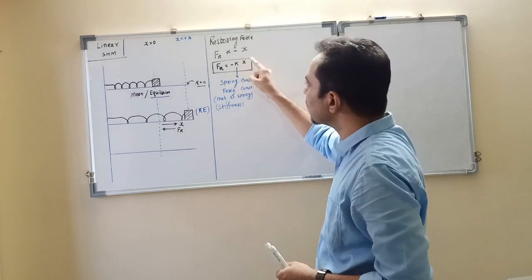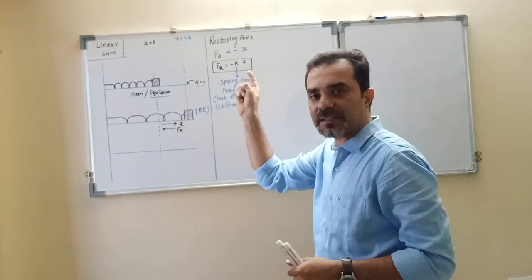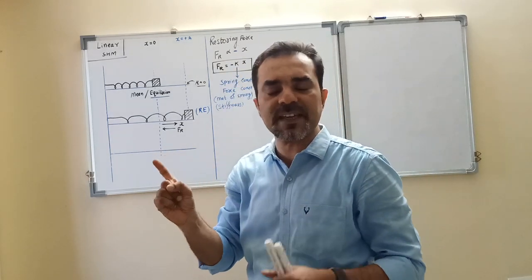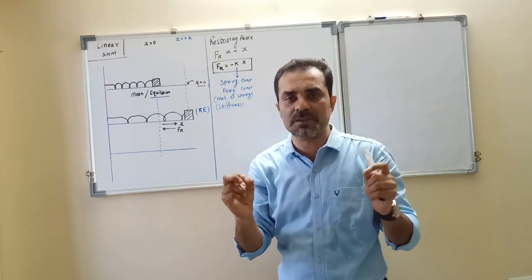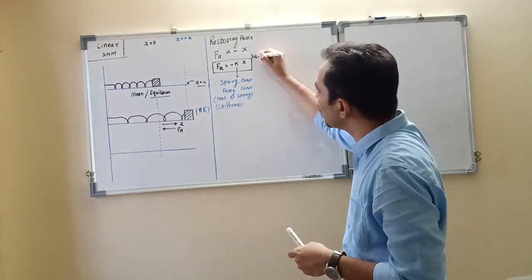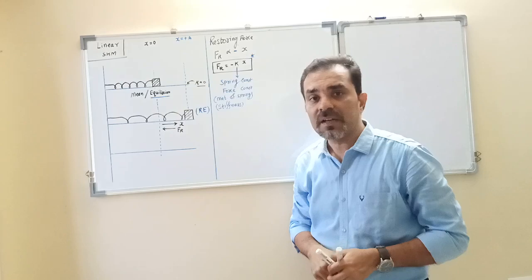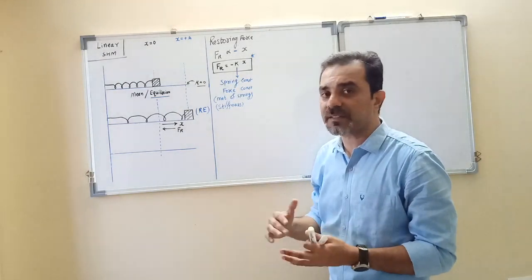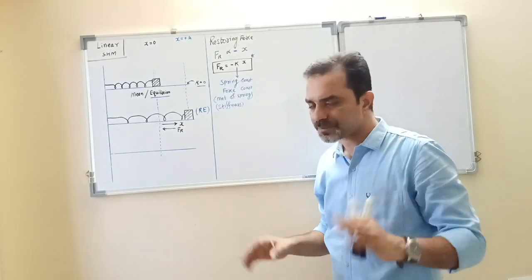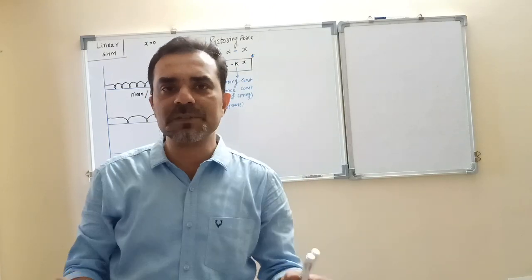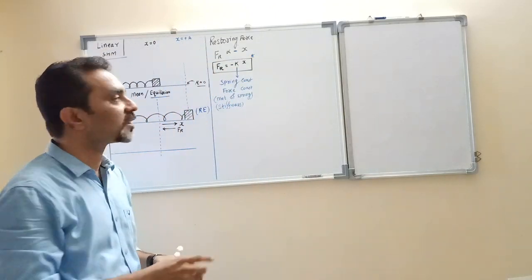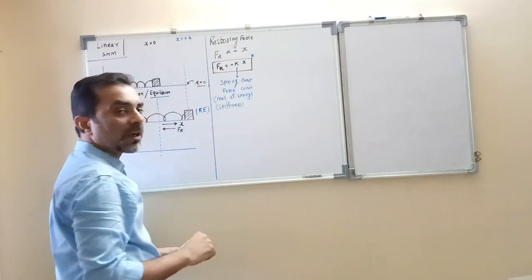Fr is equal to minus kx is the characteristic equation. Please remember, this is the most important equation. If I want to decide whether a motion is SHM or not, if I can prove that the force Fr acting there is equal to minus kx, it is SHM. It is opposite to displacement, it is proportional to displacement. So I am coming to the definition.